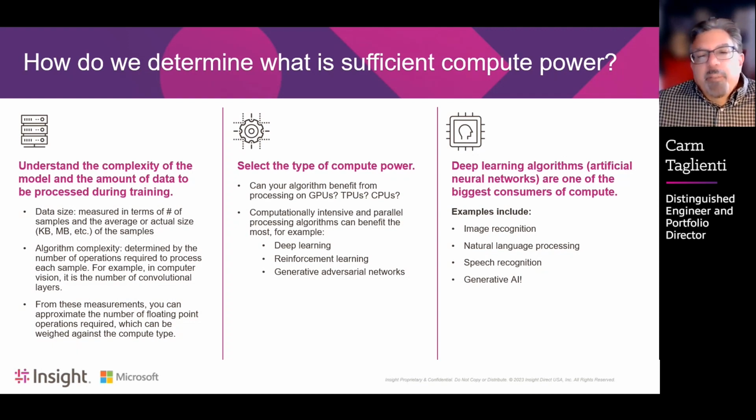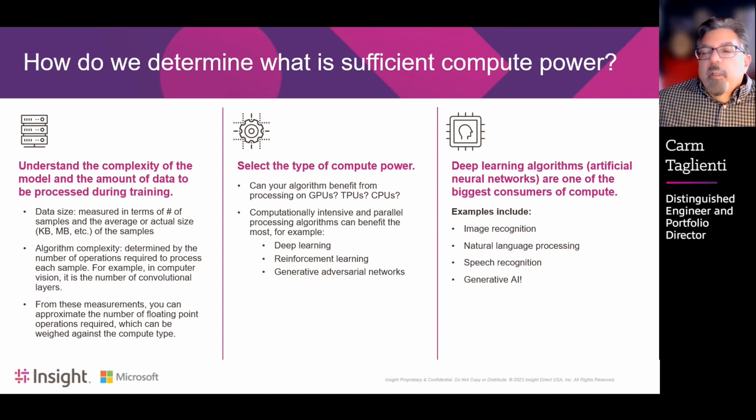So is it that you need GPUs in order to optimize the process flow or the time it takes to create your model and the efficacy of it? Or is it something where you can use more general purpose capabilities, for example? So here, we really just want to understand in a little bit more detail how computationally intensive it is, or what kind of parallel processing algorithms should or can take advantage of some of these specialized type compute. And deep learning, reinforcement learning, generative adversarial networks, which are popular today, can take advantage of these advanced capabilities in compute.